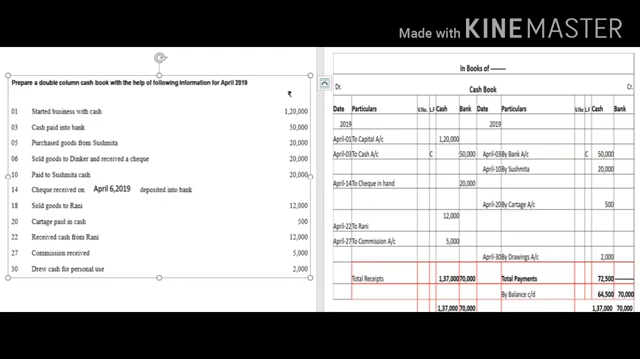So this is all for the day. Next we will discuss some more examples, so you will be better able to understand how to prepare your cash book. Now what you are required to do is practice some simple questions to have a better idea of preparation of your cash book.